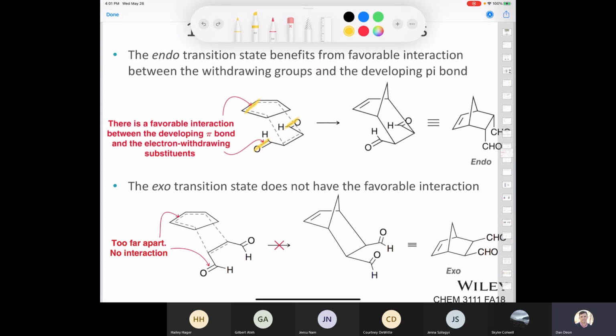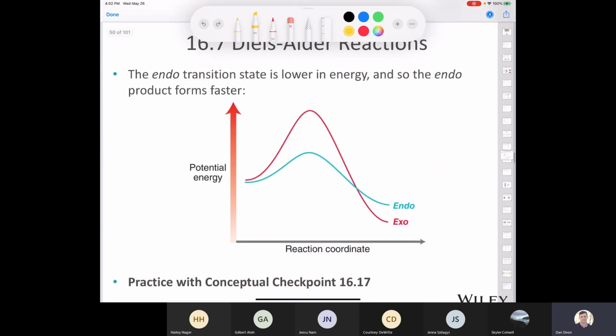When you draw the transition state that leads to the exo product, you don't get that favorable interaction between the developing pi bond and those electron withdrawing substituents. So again, the answer is nothing more than that, and you can memorize that. It's usually what my students do, because I'm not going to ask you to write an essay about it or anything like that. You just need to know that the endo product is going to be the major product, and it's based off of those favorable interactions between the electron withdrawing substituents on the diene and the developing pi bond. Nothing more than that.